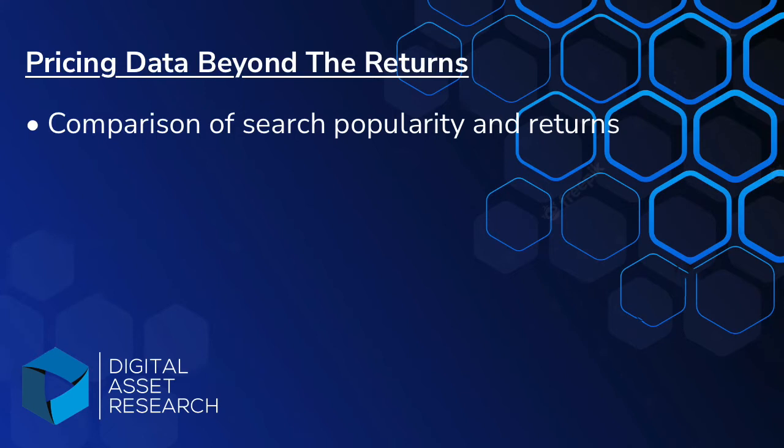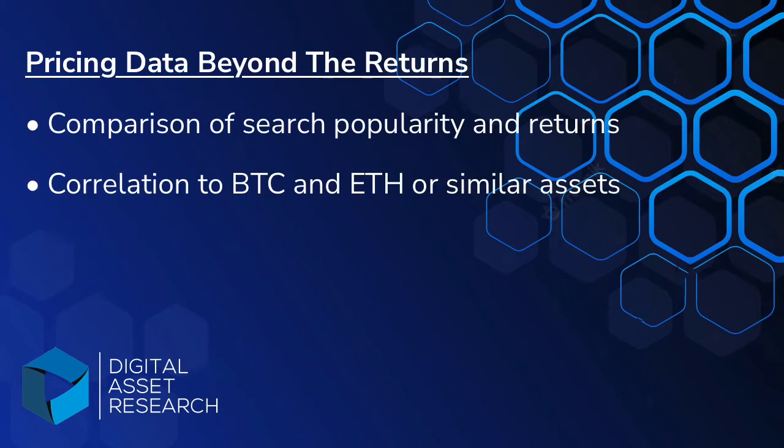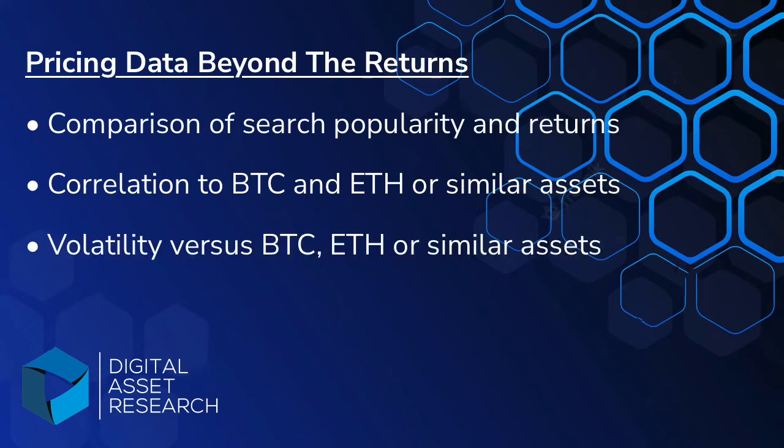So for instance, we can overlay price movements with social statistics like Google search data to see if the rise or fall of an asset's value is related to an increase or a decrease in its popularity or its media attention. We can also compare the price movements of a cryptocurrency to the price movements of Bitcoin and Ethereum, or calculate a digital asset's price volatility.